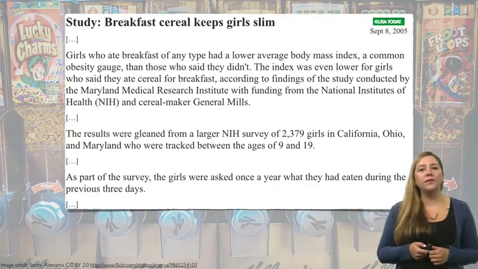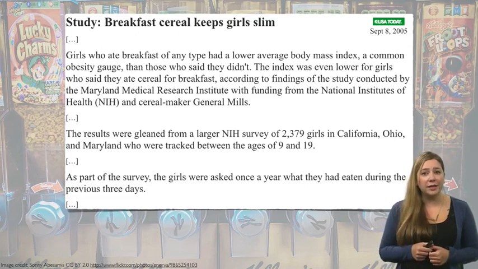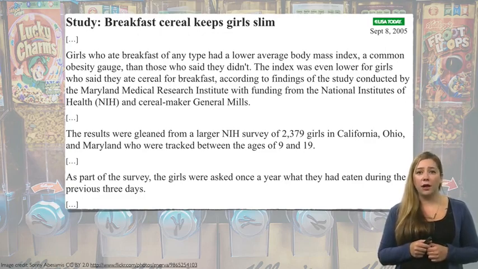study it is. Let's start by reviewing an excerpt from the news article. Study: breakfast cereal keeps girls slim. Girls who ate breakfast of any type had a lower average body mass index, a common obesity gauge, than those who said they didn't. The index was even lower for girls who said they ate cereal for breakfast. According to findings of the study conducted by the Maryland Medical Research Institute with funding from the National Institutes of Health and cereal maker General Mills.